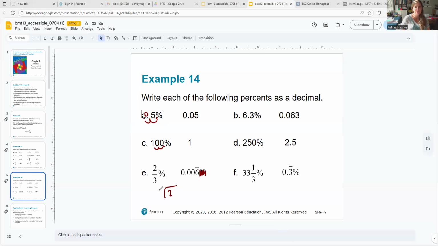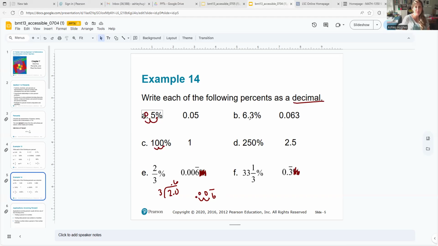If I divide 2 by 3, then I get 0.6, okay? And then if I want to make it a percentage, so now I'm going to move the decimal back 2. So it's 0.006 repeating, just that, not with the percents in. They should have left these percents off because you're going to a decimal.